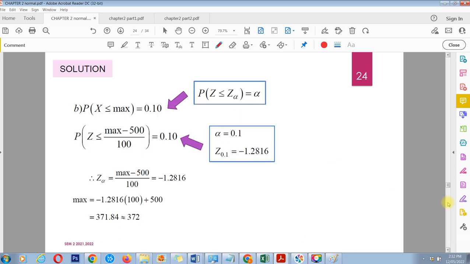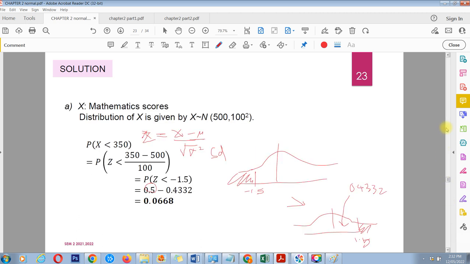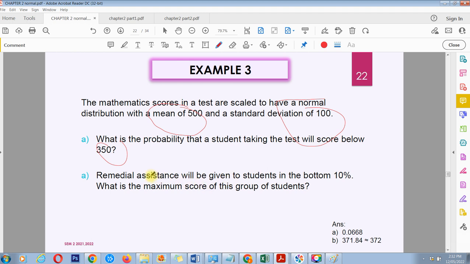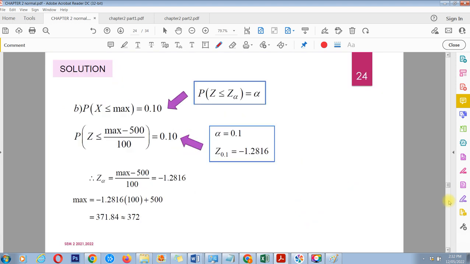You go one by one slide, and then for the maximum value Z alpha, if you go to the question, remedial assistance will be given to the students at the bottom 10%. What is the maximum score of the student? This question already gives the probability. What is the probability? Area under the graph. So what should you do? x less than or equal to the maximum value, 0.1 here, and then alpha, we call it alpha, and then here.